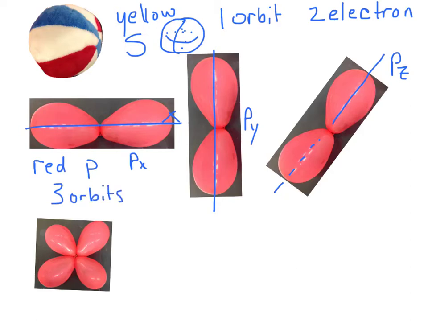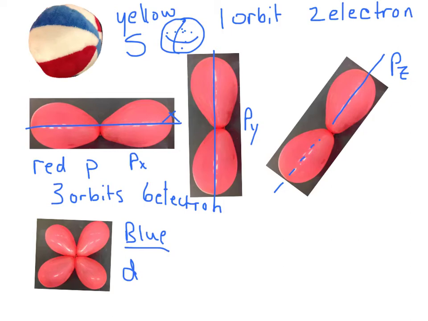The 3 orbitals are PX, PY, and PZ, and it can hold 6 electrons. Electrons can be 2 in an orbital. Okay. In the blue area, I had D equals 5.